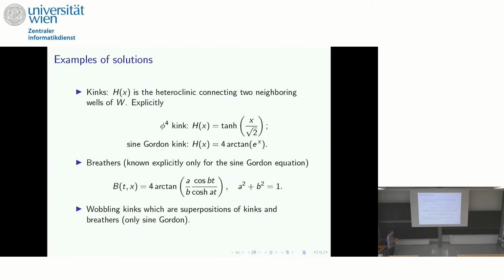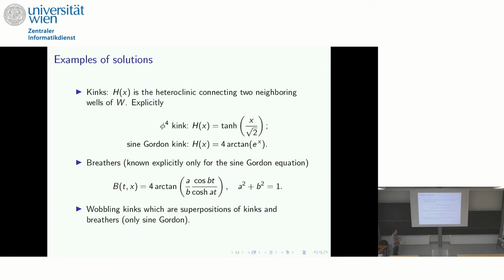So what are the interesting objects for me? Of course, you have to decide what you want to do with this. But the most interesting object for me is what is called the kink. All these models have kinks, and kinks are heteroclinic orbits that connect two neighboring wells. In the phase plane, you have these heteroclinics. Of course, this is a whole family, because you can translate, and you can take minus the heteroclinic.